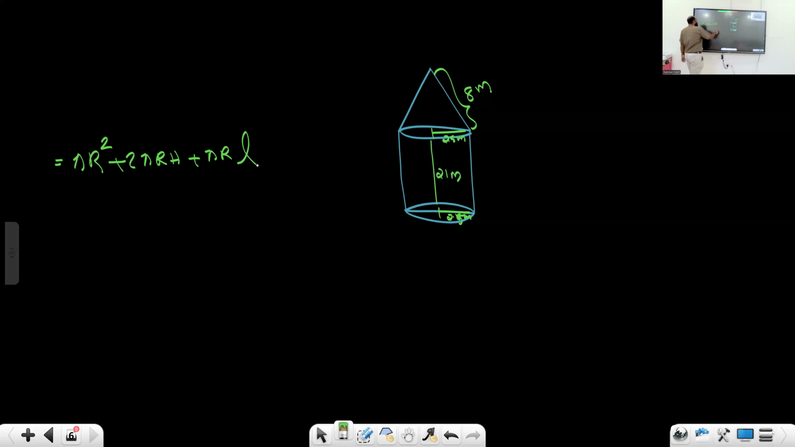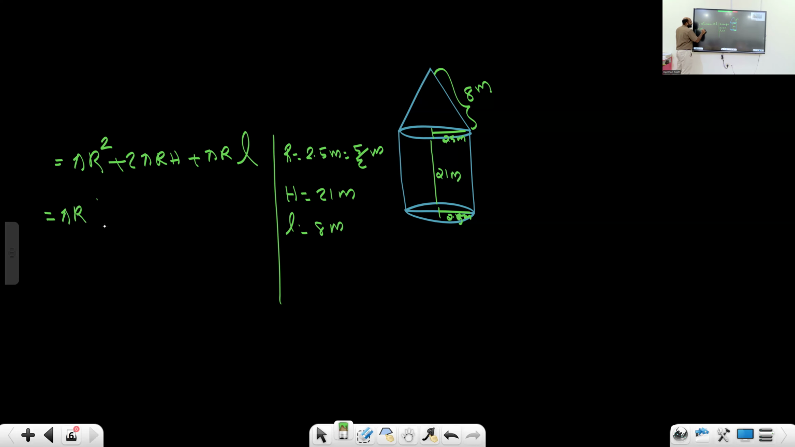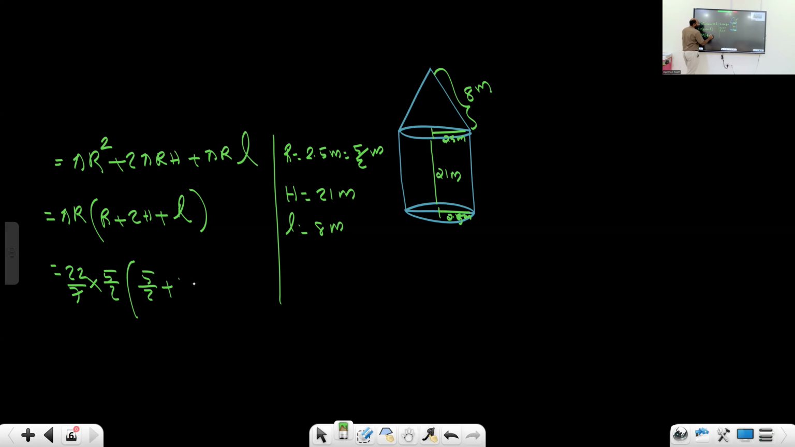What is the radius? 2.5 meter means 5 by 2 meter. Height of the cylinder part is 21 meter. Slant height is 8 meter. Initially take a common term out. What is common? Pi r, I took it outside. R plus 2h plus l. Substitute everything: 22 by 7, 5 by 2, 5 by 2 plus 2 into 21 plus 8.